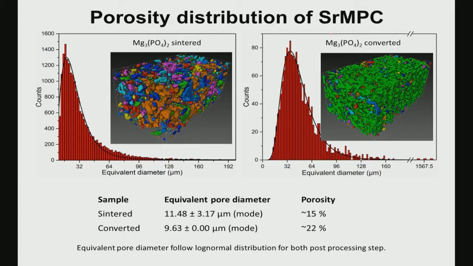You can do a lot of quantification also, like pore size and pore diameter, for Mg3(PO4)2 sintered and converted, and the pore size can go up to 130 or 140 micron. As you can see, there is not much difference in pore size between sintered and converted, only the porosity fraction is different, one is 15%, one is 22%, and in the sintered case it is 11.5 micron, in the converted case it is 9.6 micron.